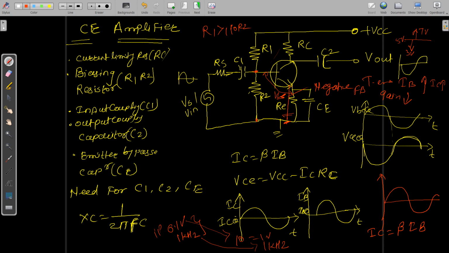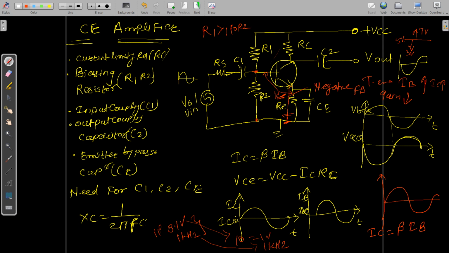C1 is used to block the DC coming with the AC signal so that it will not disturb the biasing conditions of this transistor. And C2 is used to couple the output of the first stage to the input of the second stage, and whatever DC comes at the output of this first stage gets blocked by this capacitance. Therefore, this output coupling capacitor plays a quite important role in multi-stage amplifiers.